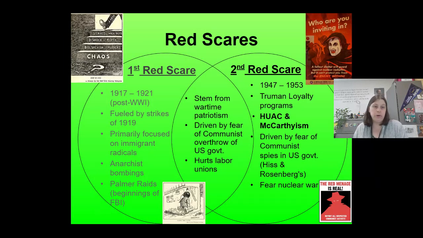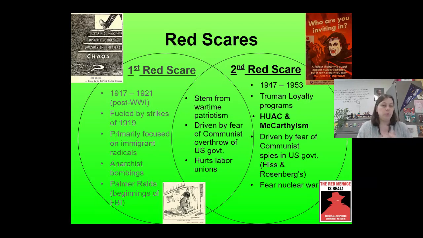The first Red Scare, the one right after World War I, was much more focused on the danger of immigrants, right? It was right at the peak of immigration to America, and a lot of the panic focused on the idea that these immigrants from Eastern Europe were bringing radical ideas and secretly importing communism into the United States, and that what we need to do is shut down immigration and deport radical immigrants, right? That was what the first Red Scare was really focused on.